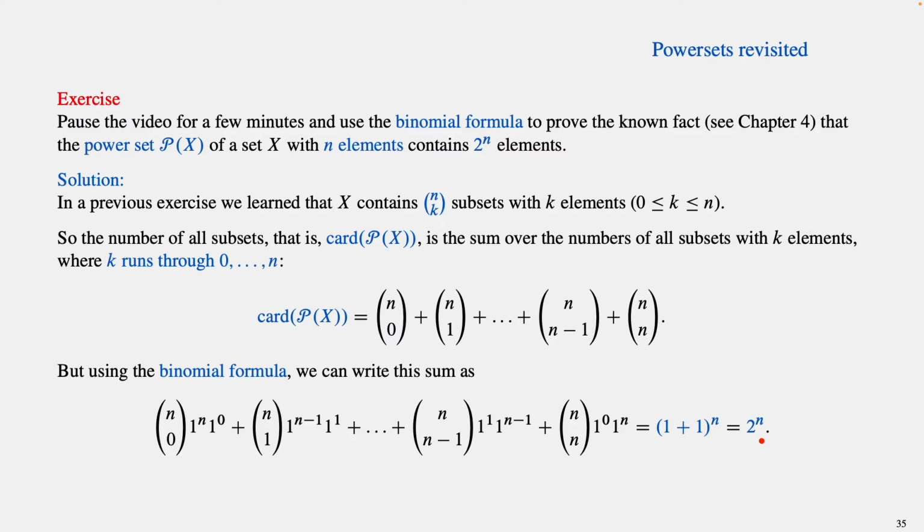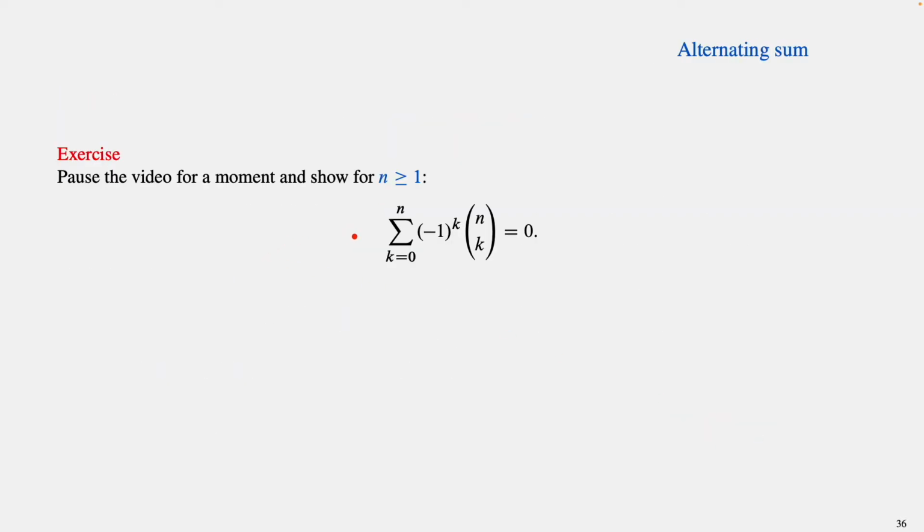It's actually quite a beautiful application of the binomial sum formula. And now, a different exercise for you. Pause the video for a moment and show that for n greater or equal to 1, we have the following formula. Now we don't add the binomial coefficients just by themselves, but we add them with alternating signs. So we flip between a plus and minus sign in the sum with every other summand. So it's a sum from k equal to 0 up to n of minus 1 to the power of k times n over k. And we have to show that this equals 0.